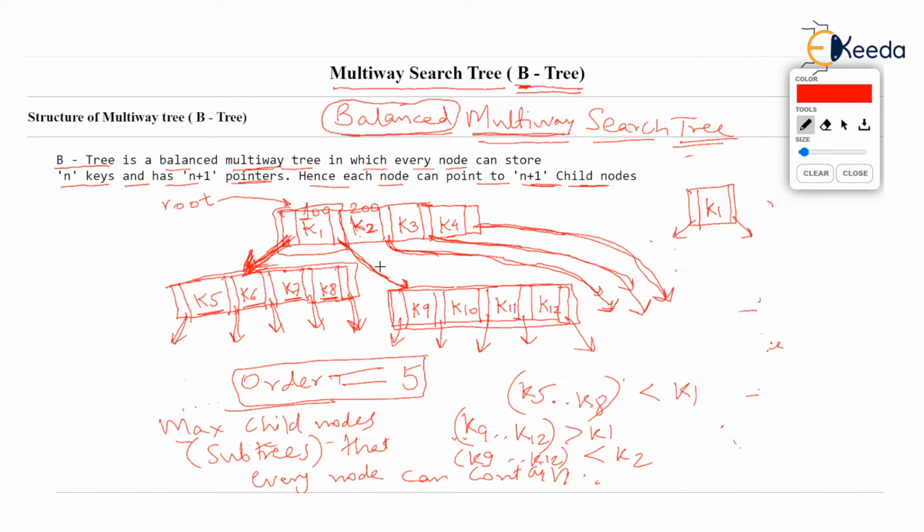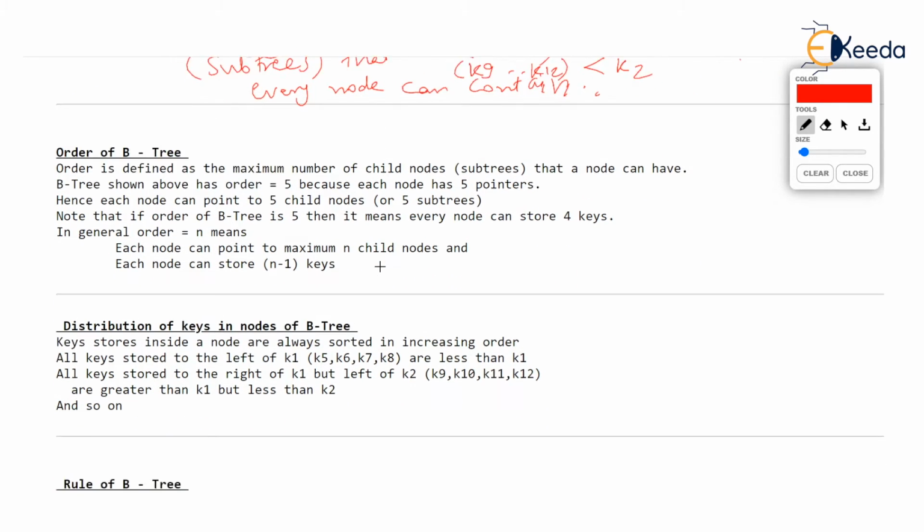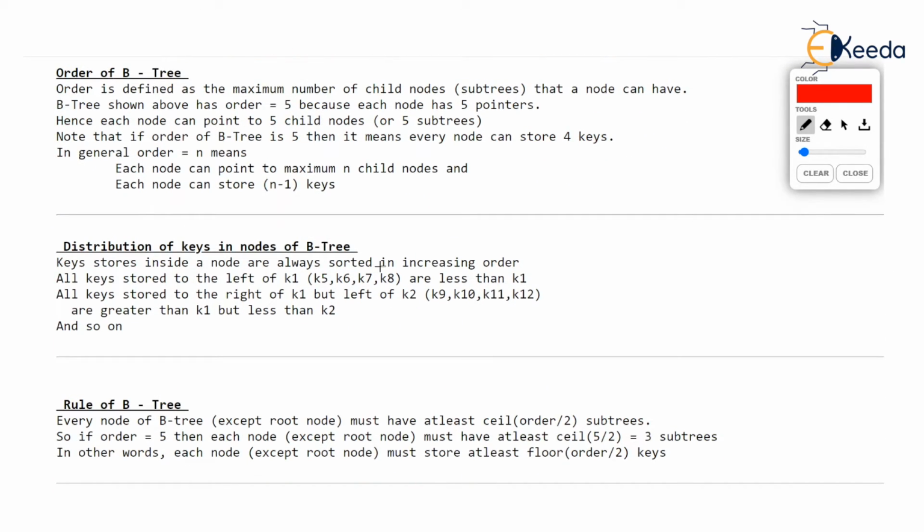Let's scroll down and see if we are able to understand these definitions now. What do you mean by order of B tree? Order is defined as the maximum number of child nodes or subtrees that a node can have. The B tree shown above has order 5 because every node can point to 5 nodes. Every node has 5 pointers. Hence, the order of that tree is 5.